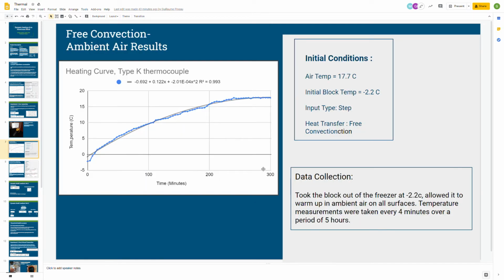And this is our experiment. Over the course of 300 minutes, we observed this curve here, which pretty much models a decaying exponential, which is what we expected. We heated the block from an initial temperature of negative 2.2 C all the way up to 17.7 C.